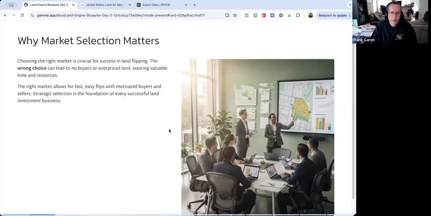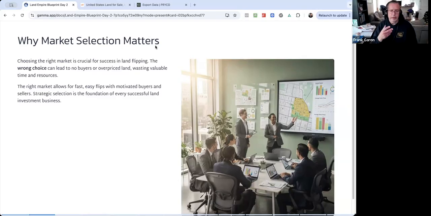Well, this is really where the tire hits the road, so to speak, because choosing the right market is everything when it comes to land flipping. You could have all the scripts, all the software, all the letters, all the ringless voicemails and text messages that you want. But if you don't have the right area, you're good and buggered, basically. The wrong choice can lead you to overpriced land that nobody wants, and just wasting a lot of your time and money.